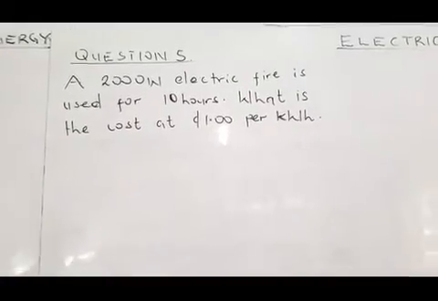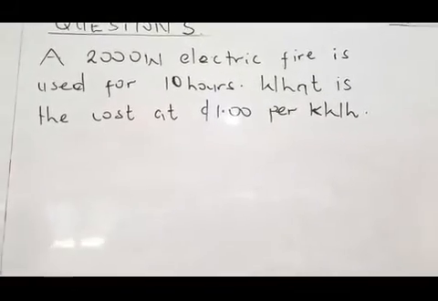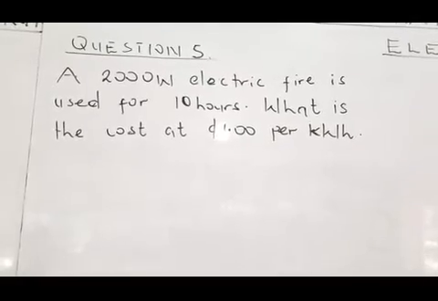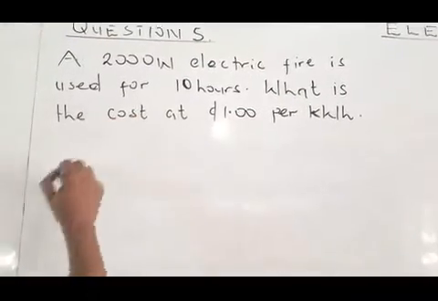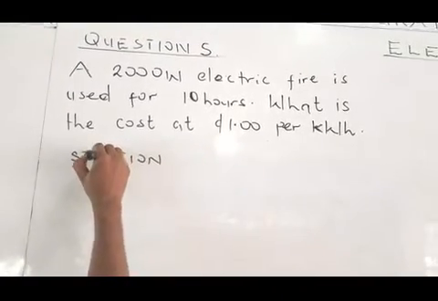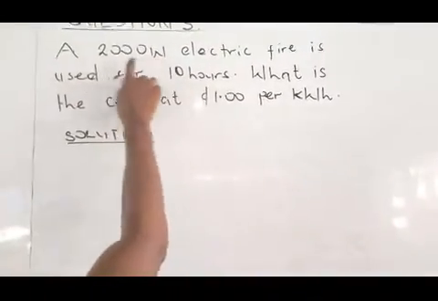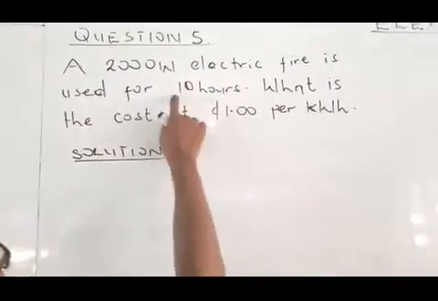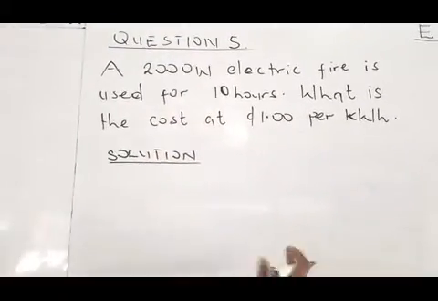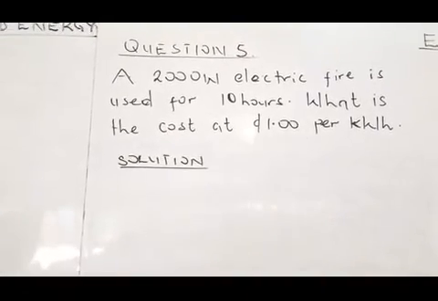A 2000 watt electric fan is used for 10 hours. What is the cost at 1 CD per kilowatt hour? So from the question, what do you have? The information provided, you have what? That is a power. Hours, so this is also the time. So you have the power and you have the time, and the question is asking to calculate for cost. So we're looking at cost of electricity.